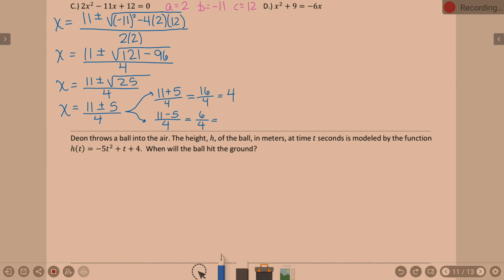So 11 plus 5 is 16. 16 divided by 4 is 4. 11 minus 5 is 6. 6 divided by 4 is a decimal, 1.5. I would leave it. I could see them saying we don't want decimals.